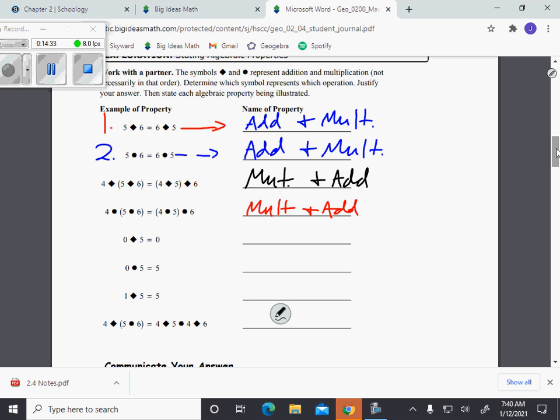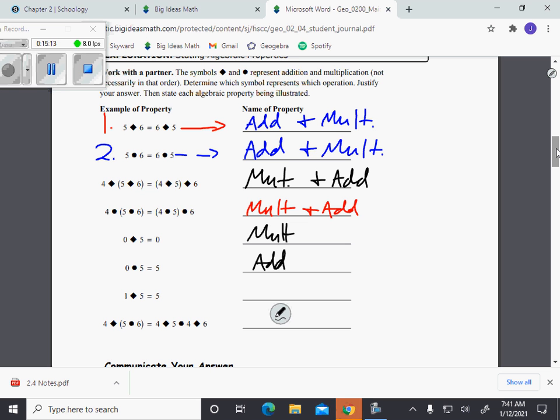Zero is 0 plus 5. If this is plus, is 0 plus 5 0? No, this one has to be multiplied. Right? It has to be multiplied. 0 times 5 is 0. Okay, which means the circle has to be multiplied. Or no, sorry. The circle has to be addition. I'm sorry. Okay, so diamond is multiply, circle is addition. That's when we can finally get to our correct answer.